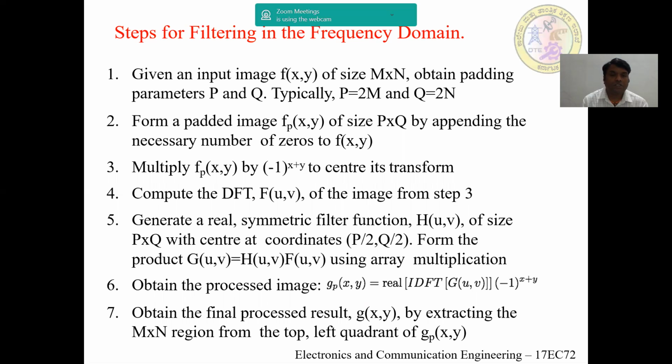Obtain the processed image gp(x,y) = real of IDFT of G(u,v), times (-1)^(x+y). Obtain the final processed result g(x,y) by extracting the M×N region from the top left quadrant of gp(x,y).